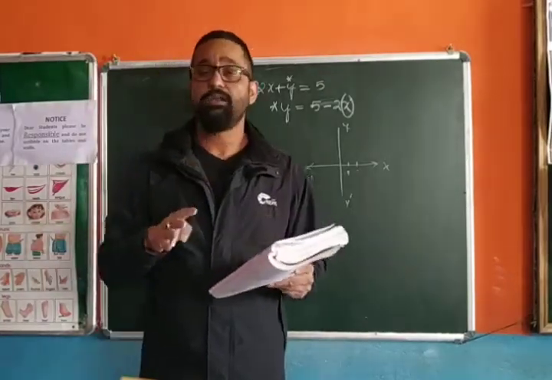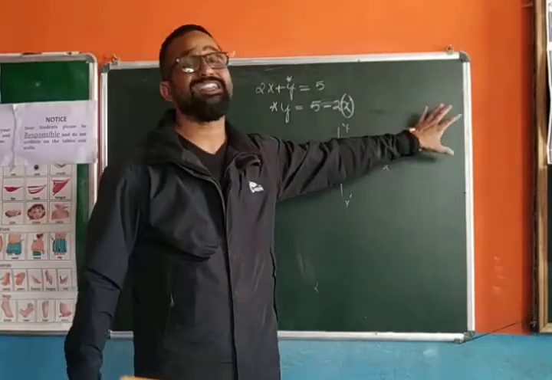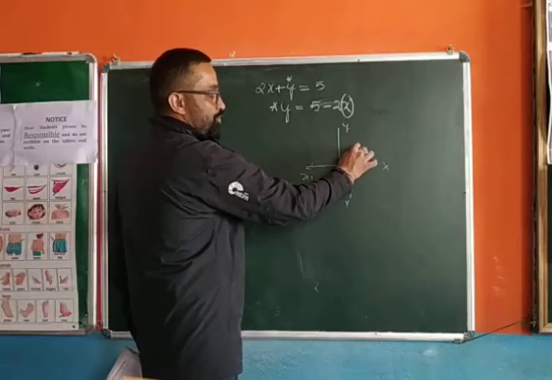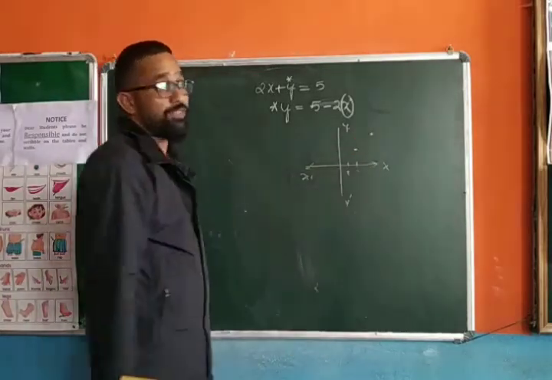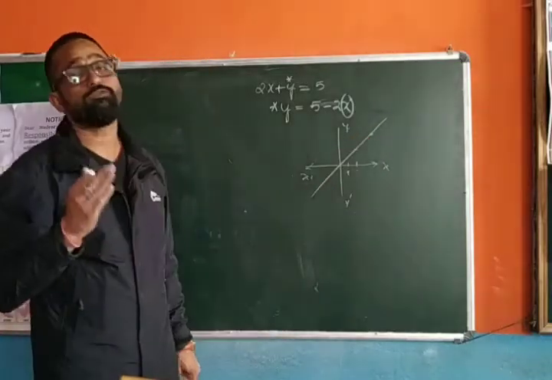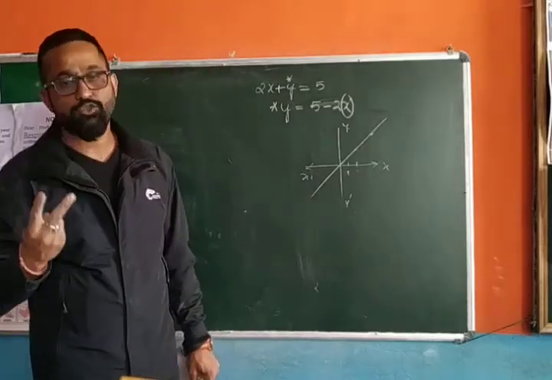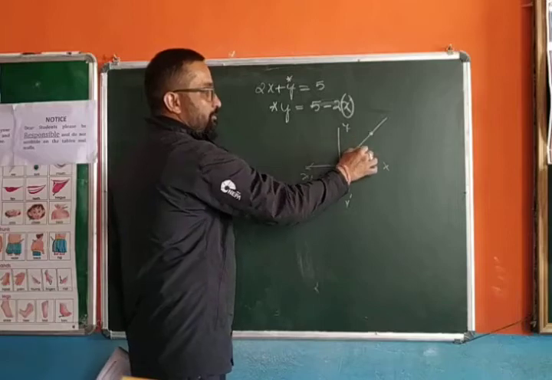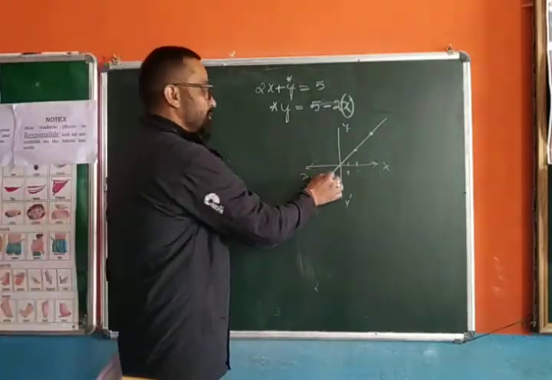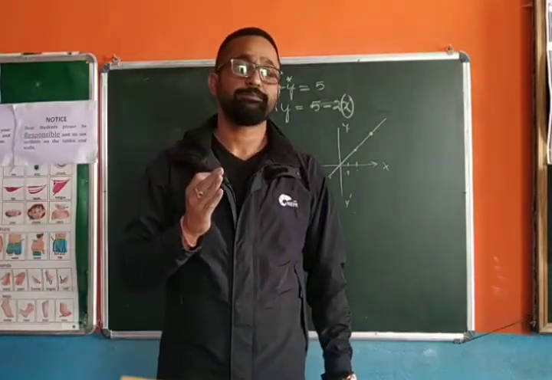The fifth one, whatever pair of points you have calculated from the table, plot it. You need to plot those values. And then you need to join these points with the help of ruler. 2 points are enough to draw a straight line, but you need to find 3 pairs of points to get the accuracy of the straight line.